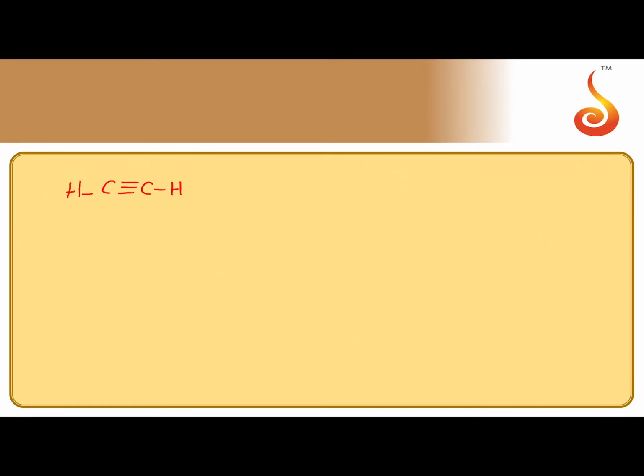Acetylene undergoes hydration in the presence of acidified mercuric ions, that is a mixture of sulfuric acid and mercuric sulfate. H goes to one carbon, OH goes to other carbon according to Markovnikov's rule. Of course, here no need to apply Markovnikov's rule. We can get enol form, CH2 double bond CHOH.